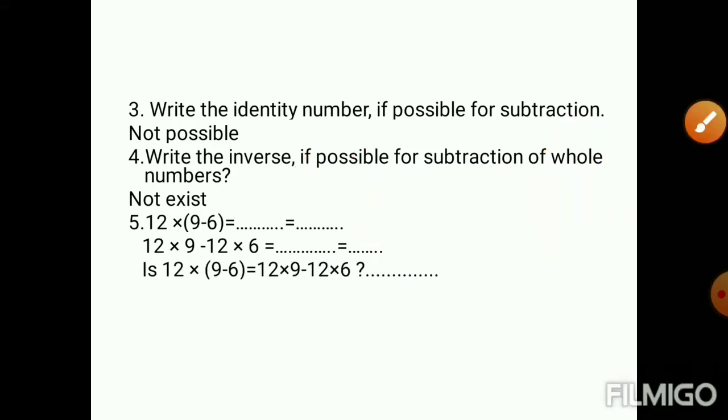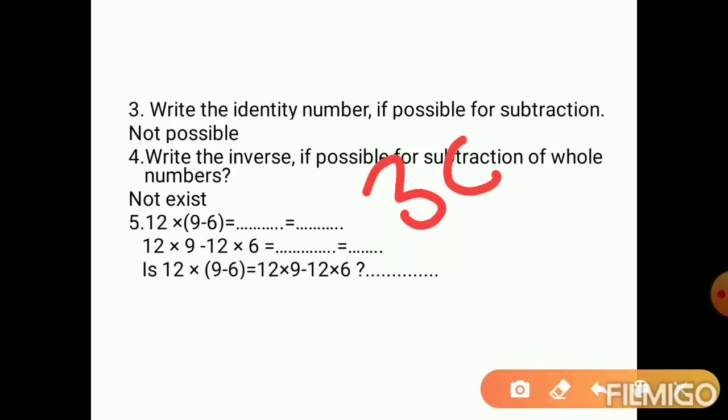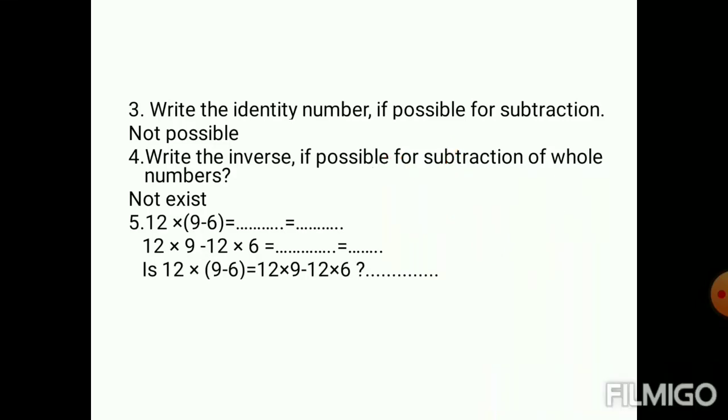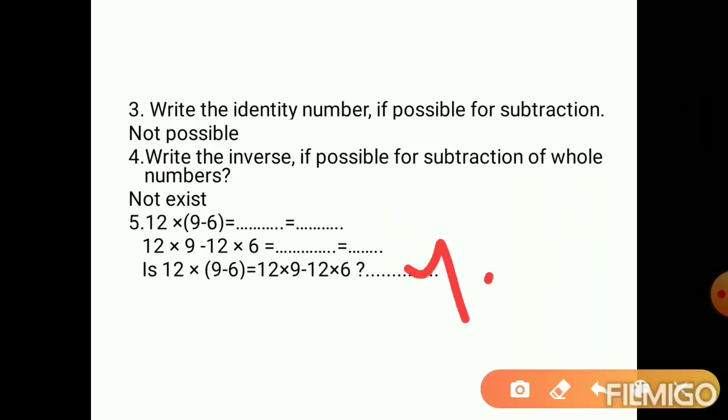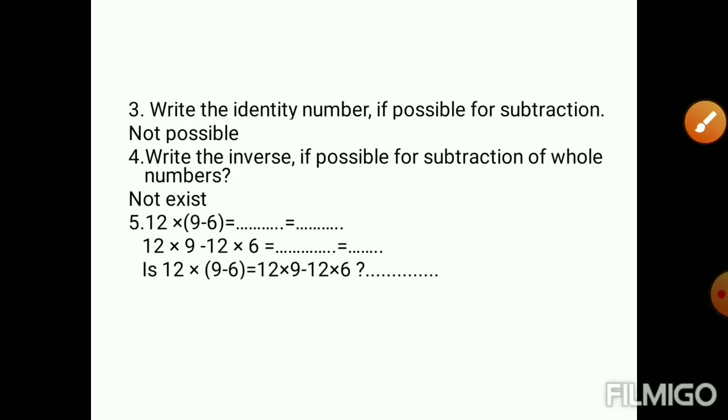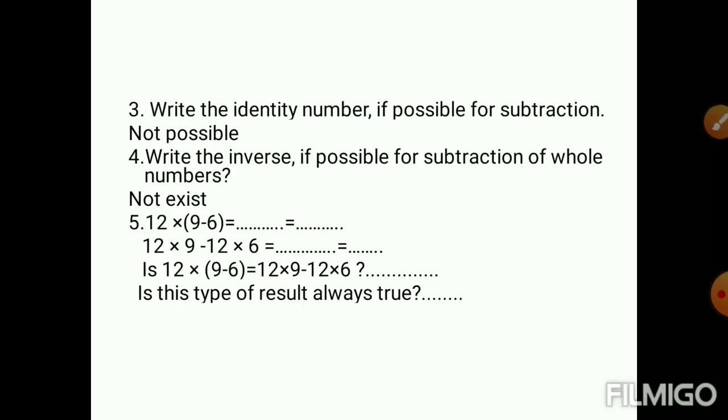Now it is asking, is 12 into 9 minus 6 equal to 12 into 9 minus 12 into 6? Yes, both values are equal. In both cases, we got the answer as 36. So we will write yes, they are equal. Now, is this type of result always true? Yes, it is true just because of the distributive property. The property used is the distributive property.